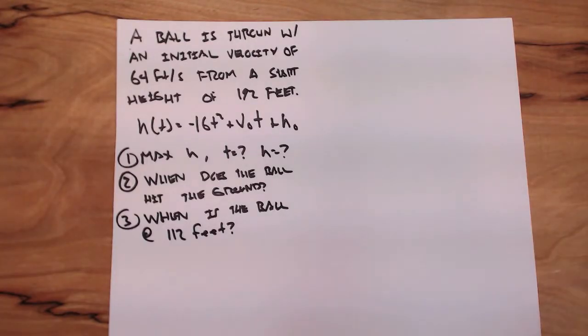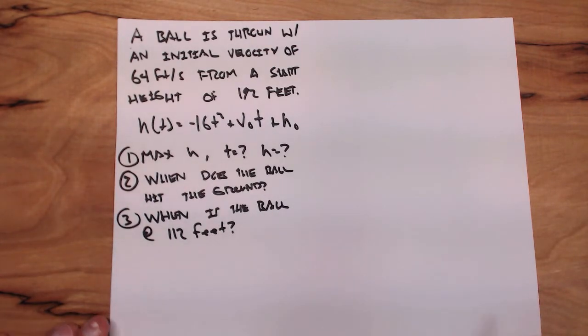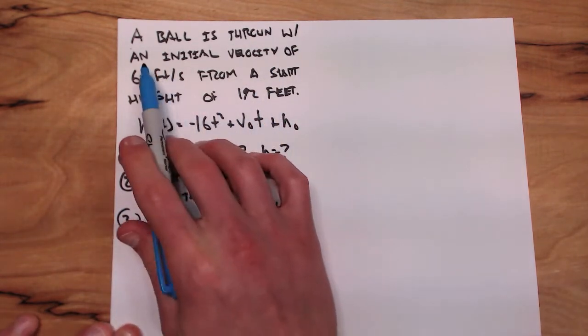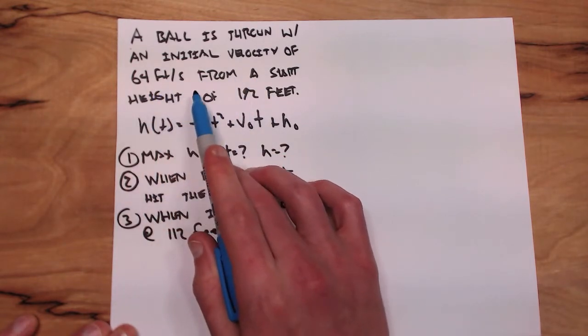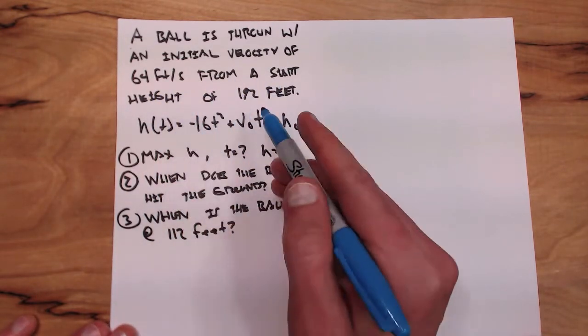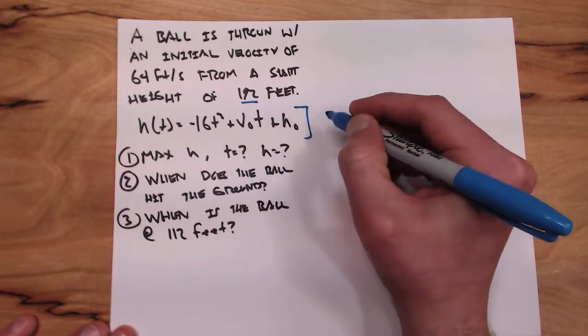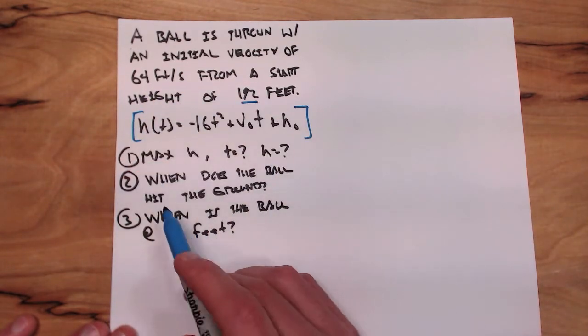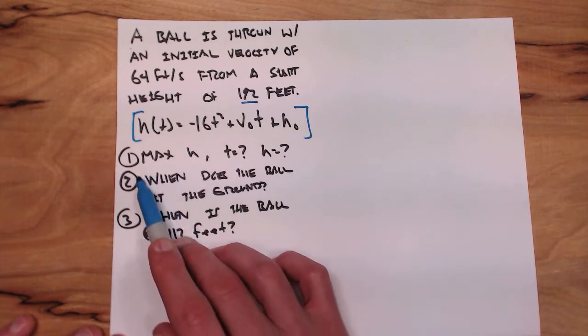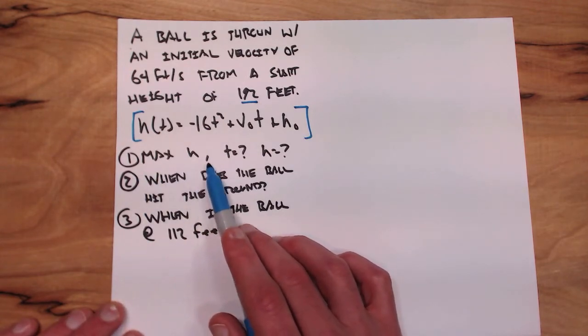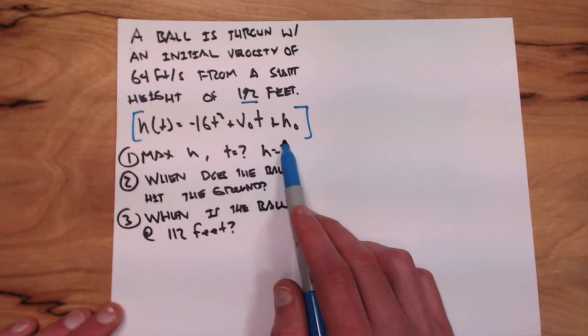Okay, so here is a basic physics problem involving quadratic functions. It says a ball is thrown with an initial velocity of 64 feet per second from a start height of 192 feet. And they give us this whole equation here. Our first question is, what is the maximum height the ball reaches? At what time does it reach it, and what is that height?